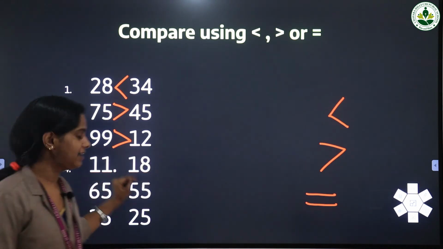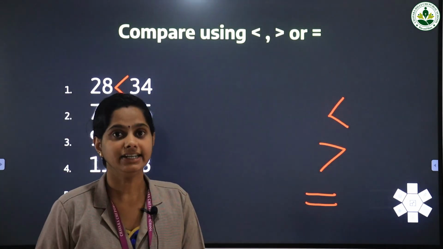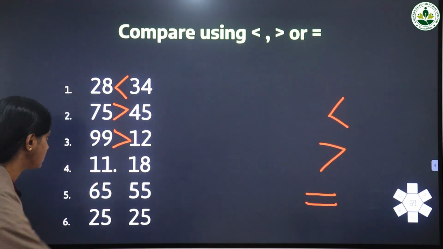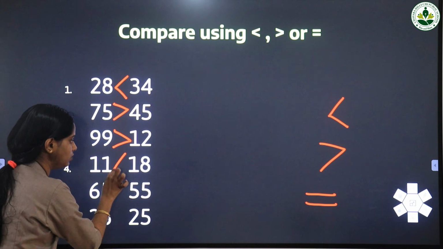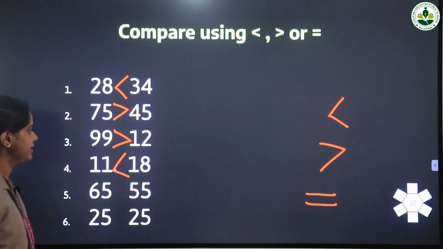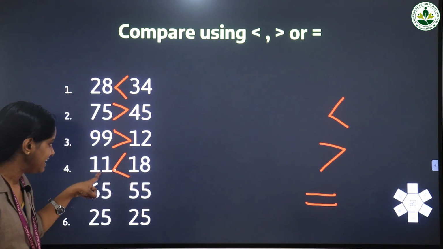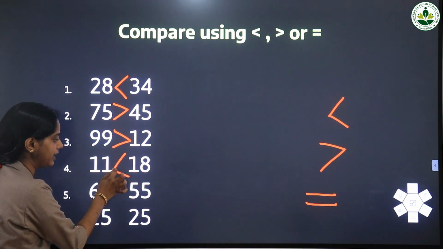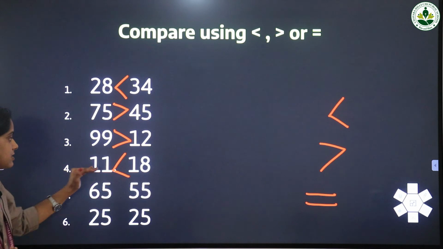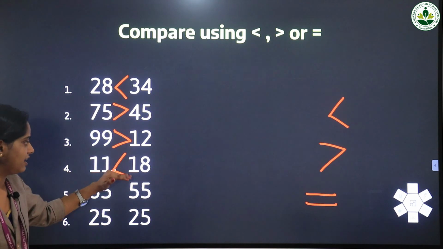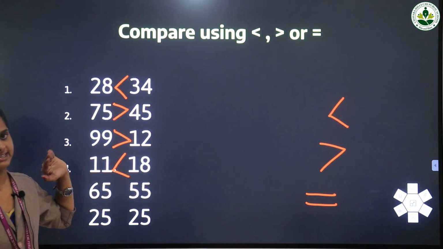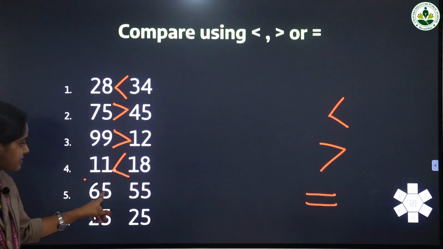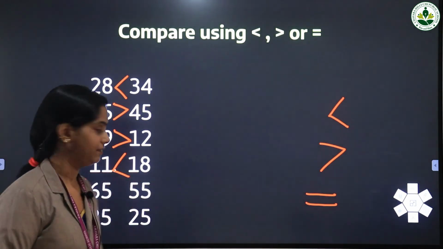Another example, 11 and 18. We know that 18 is the greatest number. So we place the open mouth towards the biggest number. This is read as 11 less than 18. The pointed end is always towards the smallest number. 11 less than 18.